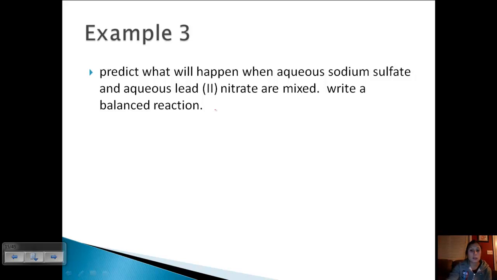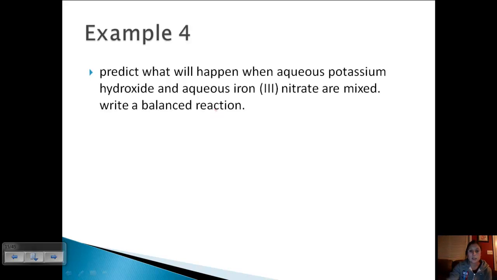Okay, so try these 2 examples. You can pause it here to try example 3 if you'd like. Okay, and then here's example 4. Okay, so try these 2 and then we will go over them and make sure that you don't have any questions.